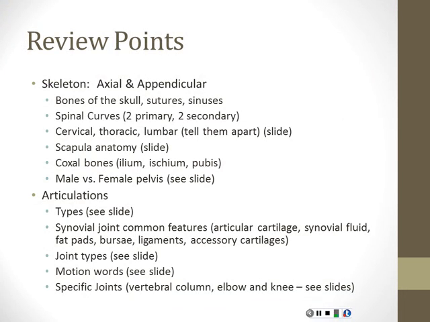All right, so the two primary curvatures are the convex ones, so thoracic and lumbar. Or, I'm sorry, and sacral. So those are the primary ones. The secondary ones are the cervical and the lumbar.